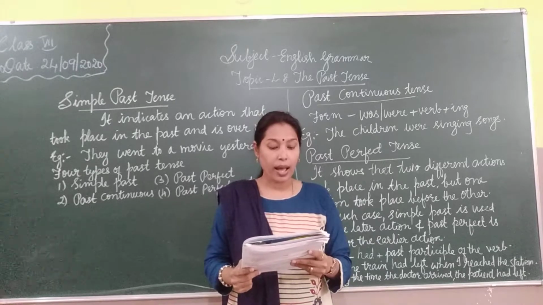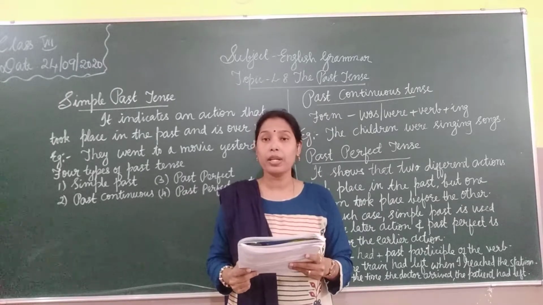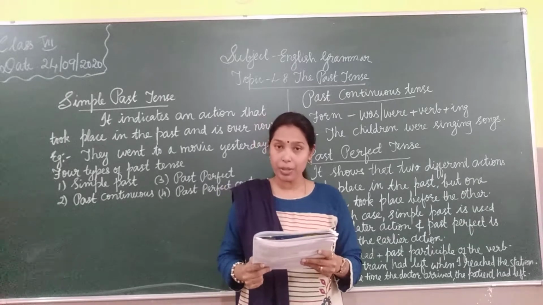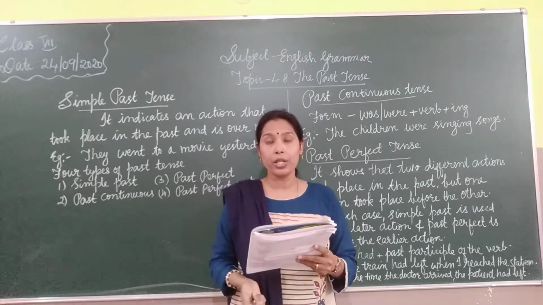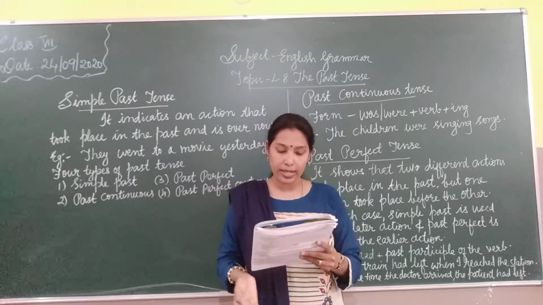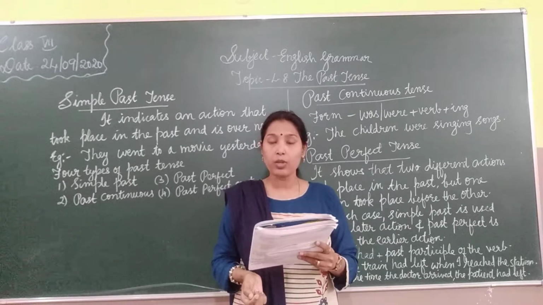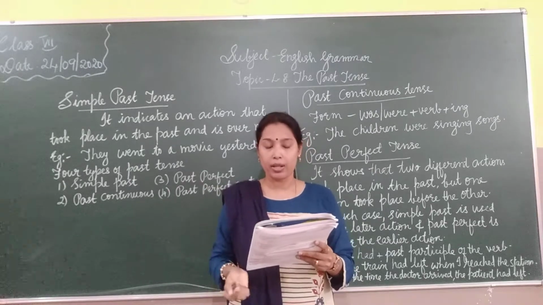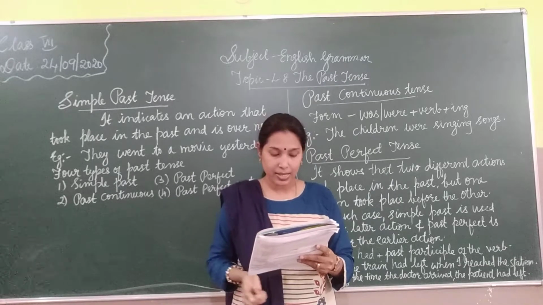Next point, an action that took place over a period of time in the past. We can use simple past tense for an action that took place over a period of time in the past. For example, Dickens wrote his novels during the Victorian age, long back, over a period of time. There also you can use simple past tense.